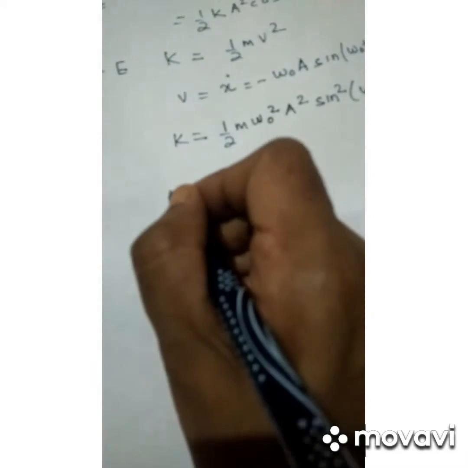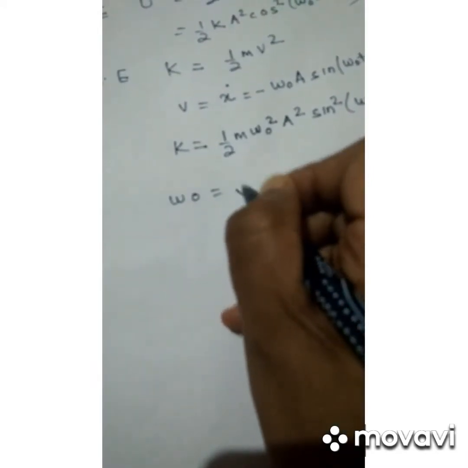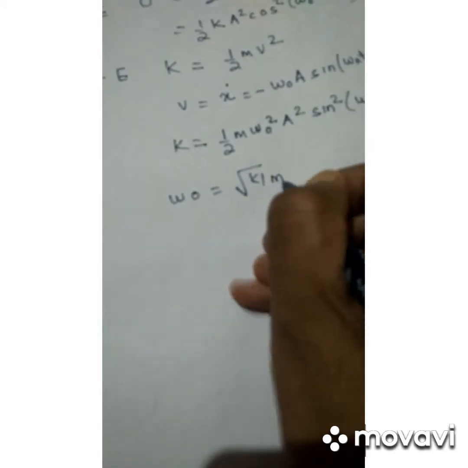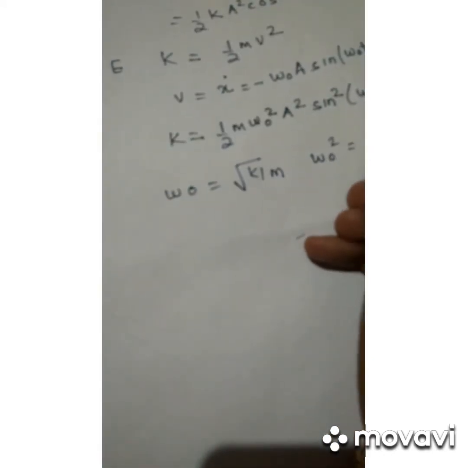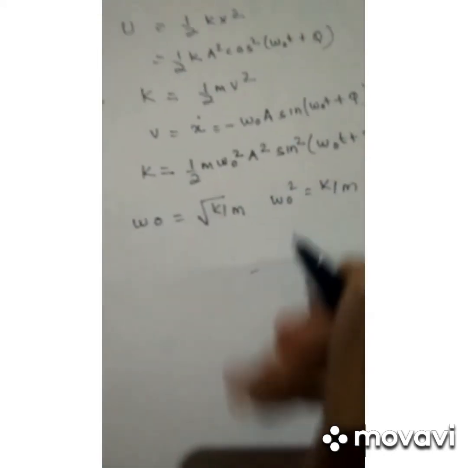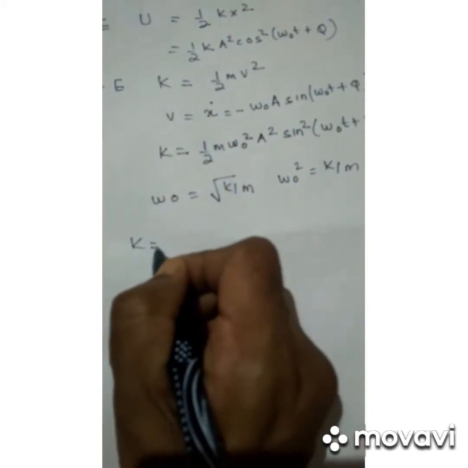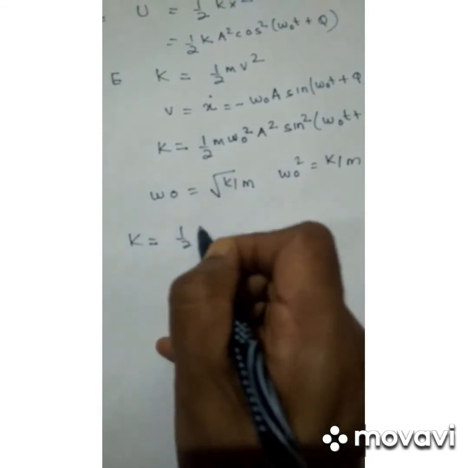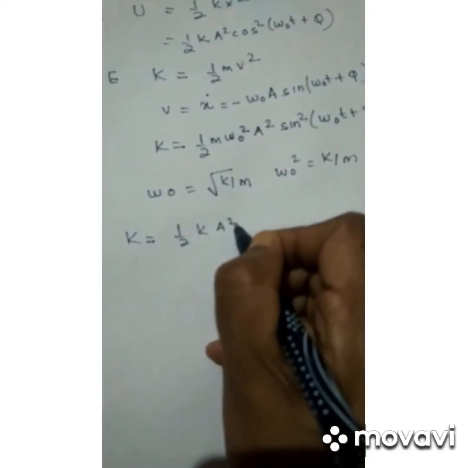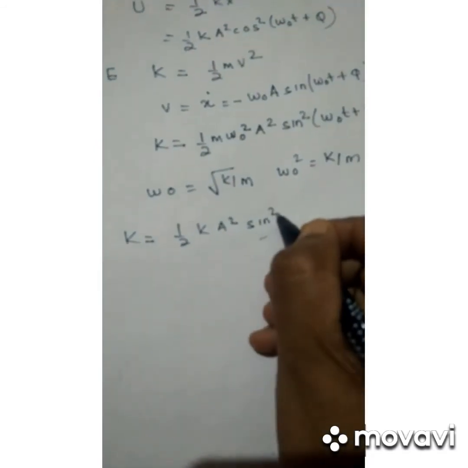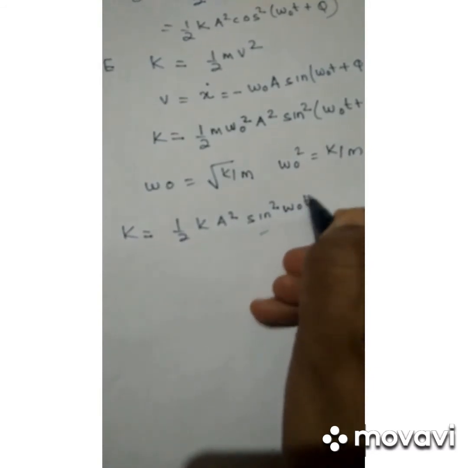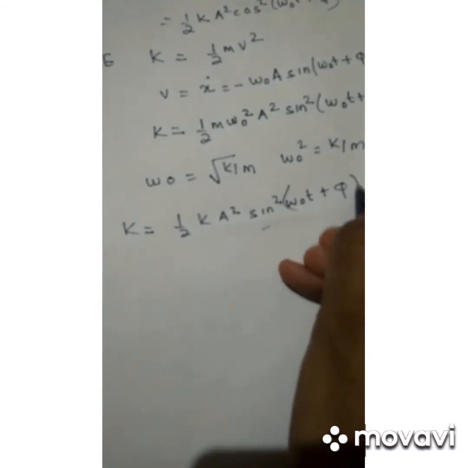Now what is omega 0? Omega 0 can be written as root k by m, so omega 0 squared is equal to k by m. Now this implies our K becomes half k A squared sin squared(omega 0 t plus phi).